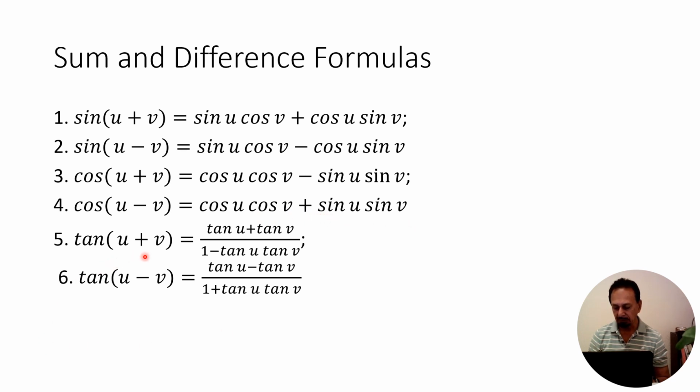Number 5, tangent of u plus v is tangent u plus tangent v over 1 minus tangent u times tangent v. Number 6, tangent of u minus v is tangent u minus tangent v over 1 plus tangent u times tangent v.